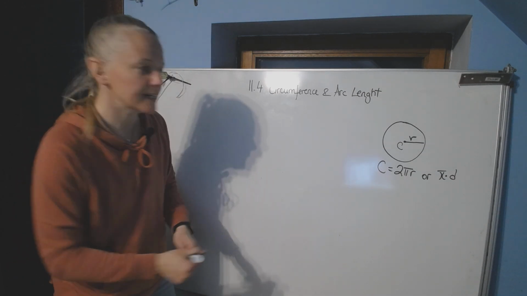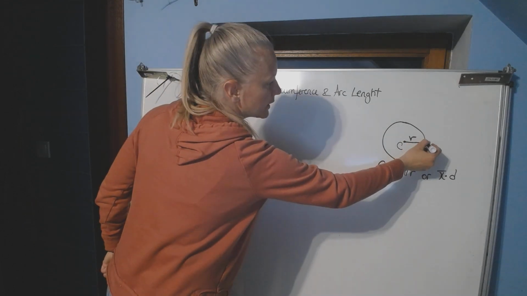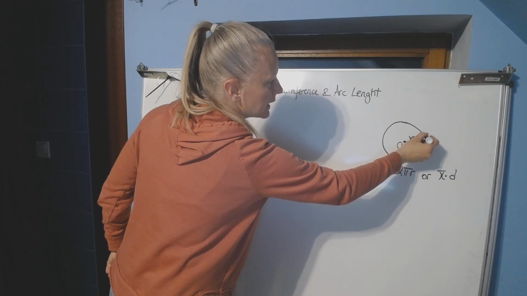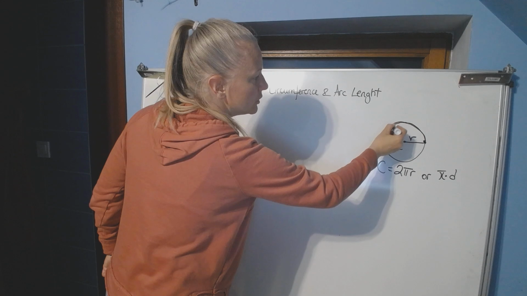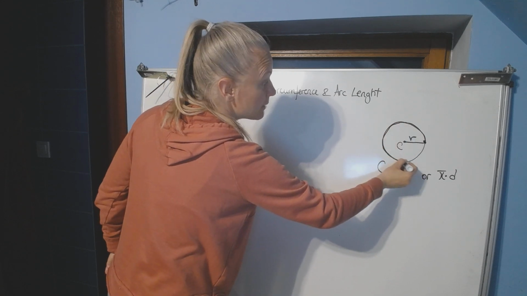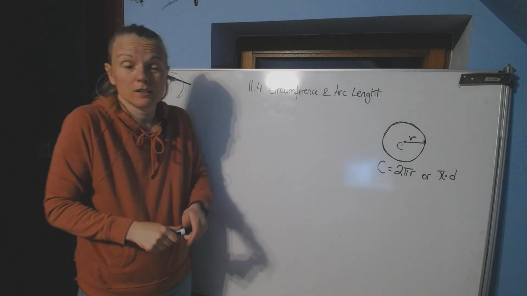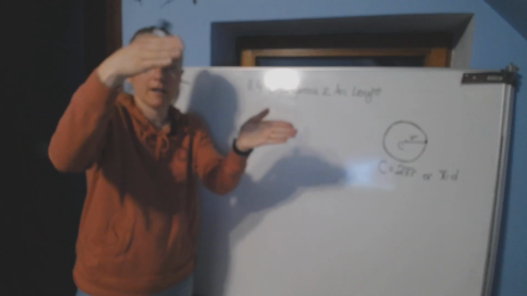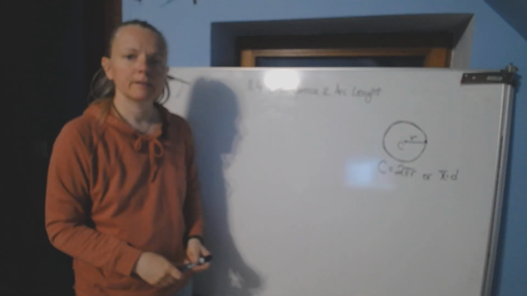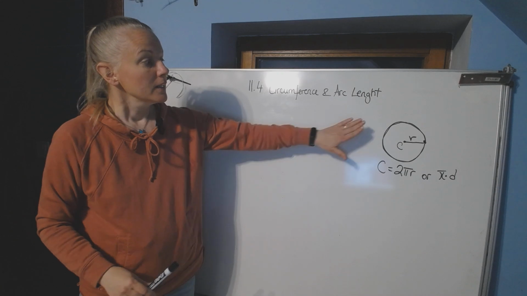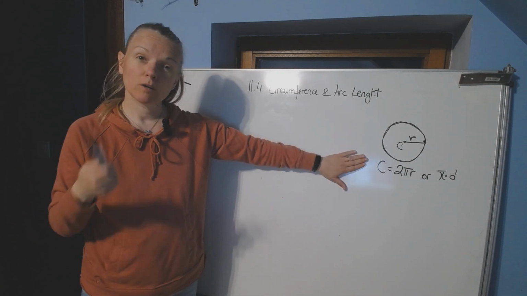It means the exact same thing. If I start here, I want to know exactly how long it is to go around the circle. It's really the same concept as the perimeter, but this is round. You can't do it by saying from here you're 3 and from here you're 5, because it's all curved.